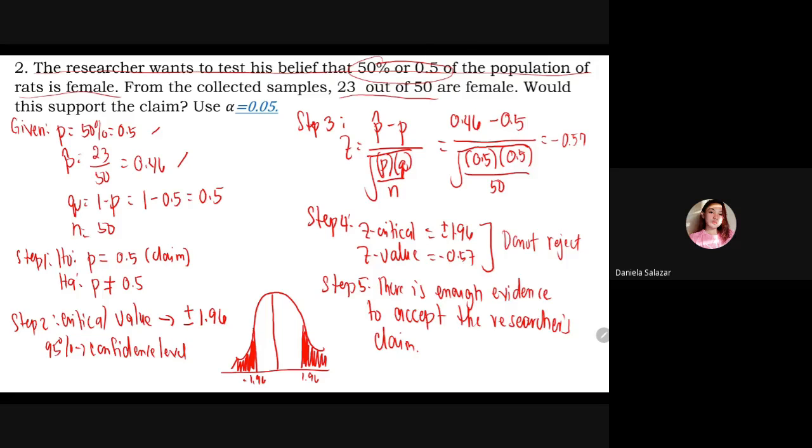You could devise your own summary, as there is insufficient evidence to reject the researcher's claim, or the researcher's claim is correct. At 95% confidence level, the researcher's claim is correct. At 95% confidence level, we fail to reject the researcher's claim. As long as the thought is there, it's okay that you devise your own.